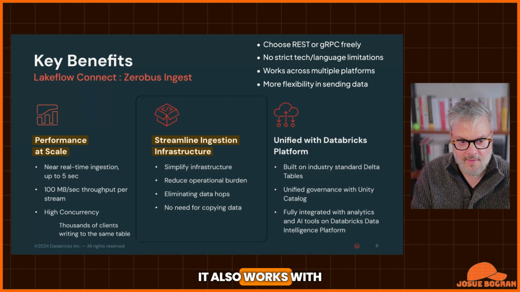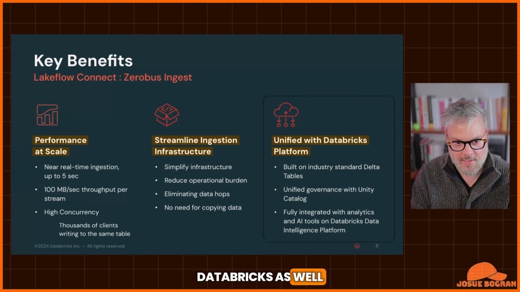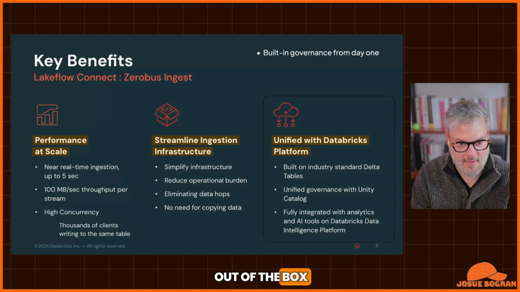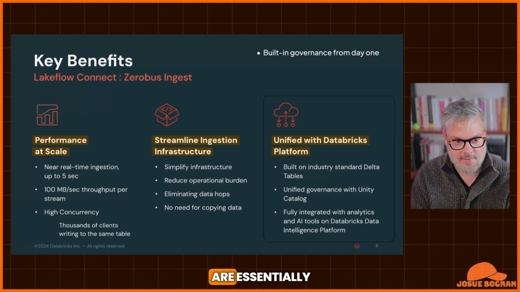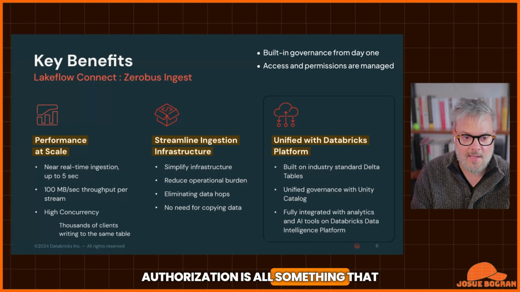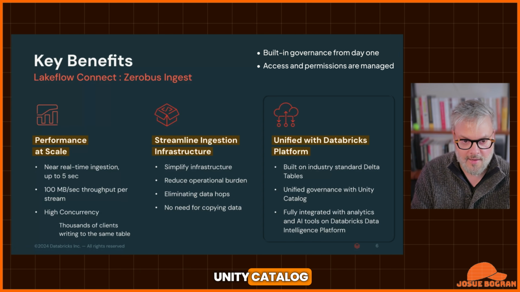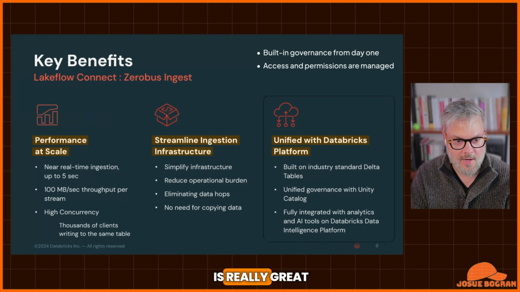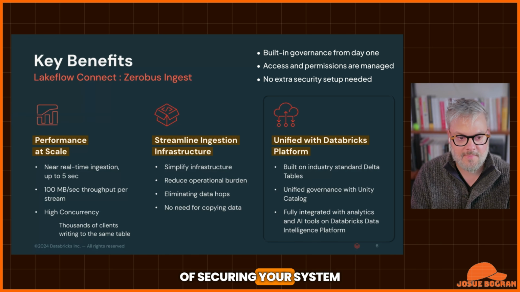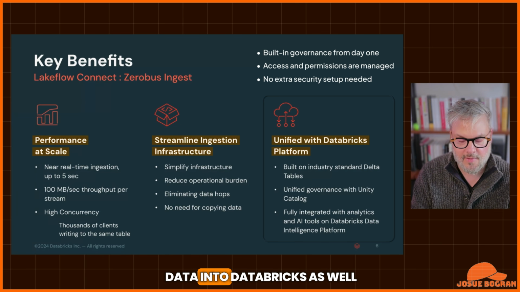It also works with everything else in Databricks as well, which we'll take a look at. All the governance for Unity Catalog comes out of the box from day one. And so access and authorization for your APIs is fully managed by Unity Catalog at the API, which is really great because you don't have to think about a new way of securing your system just because you want to get data into Databricks.